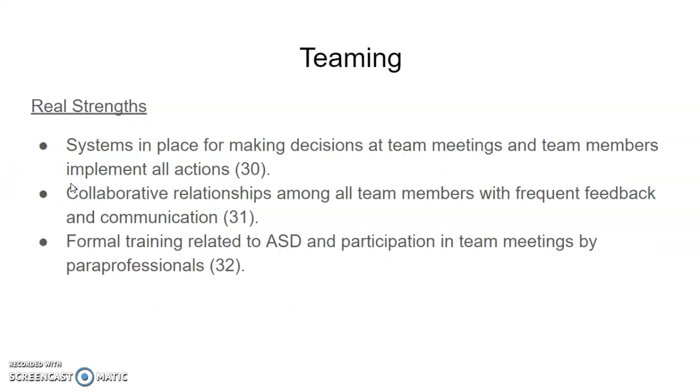And then we have teaming. We have real strengths there. We have systems in place for making decisions at team meetings, and team members implement all actions. Collaborative relationships among all team members with frequent feedback and communication definitely take place. And we also have formal training related to autism and participation in team meetings by paraprofessionals.